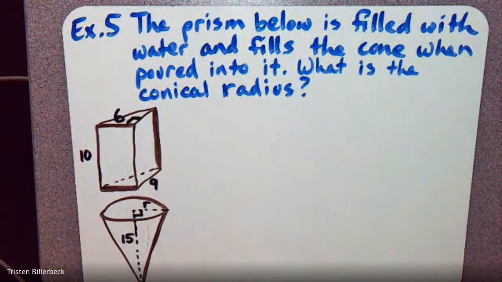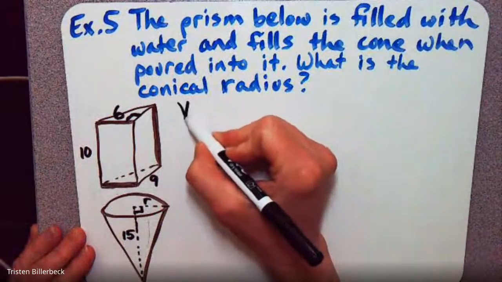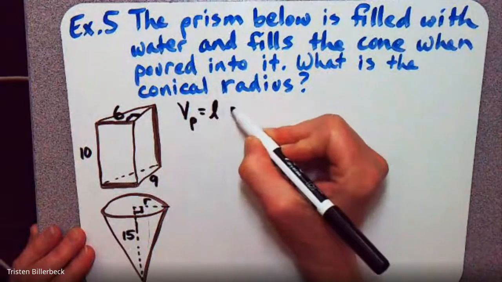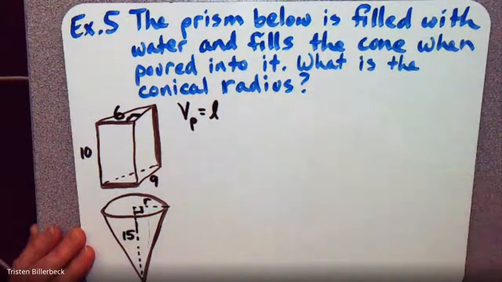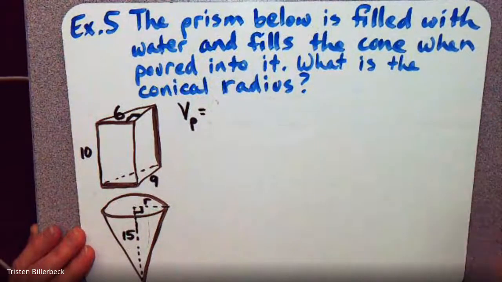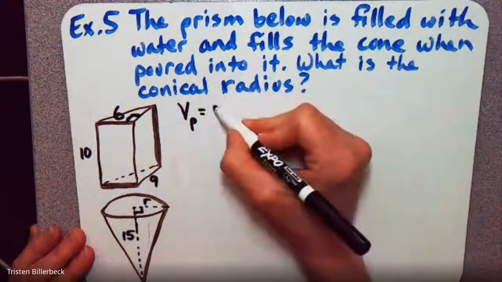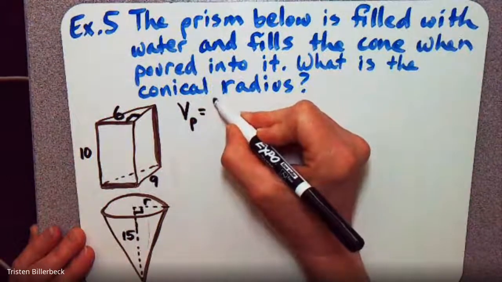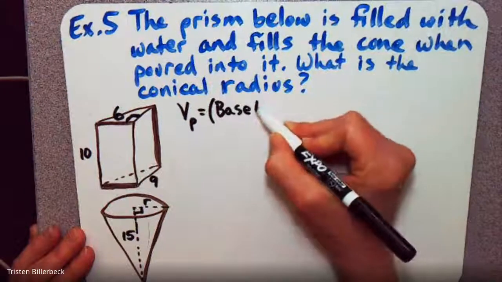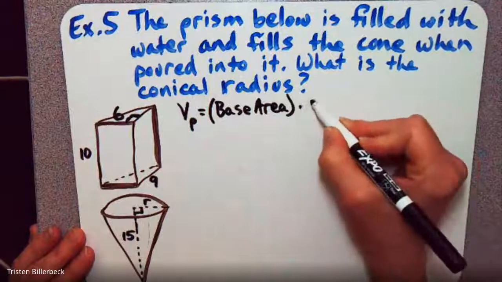All right, so first we have to have the volume of the prism, which is length. Oh, this one's different because this prism has a different base. So we're not going to do length times width times height. We're going to do base area times height.